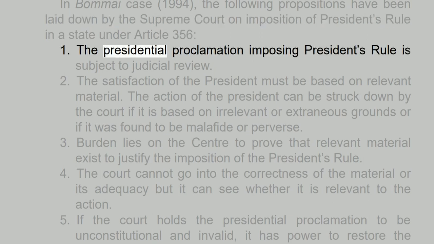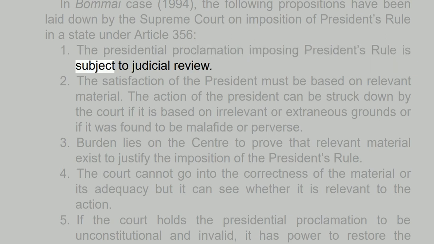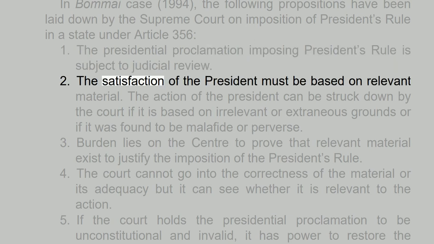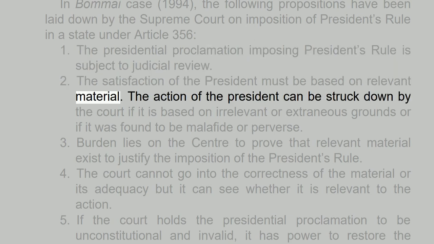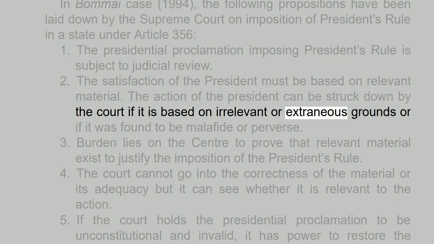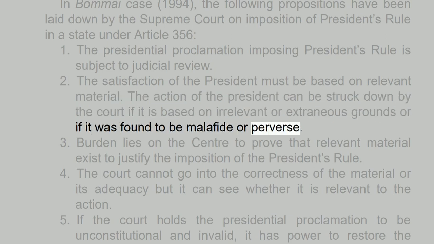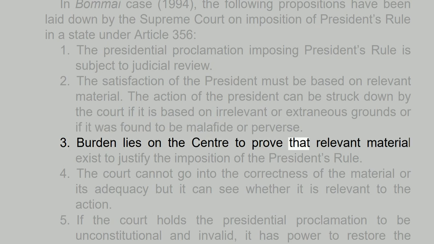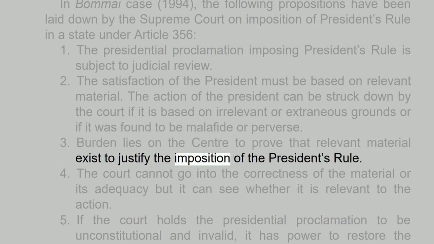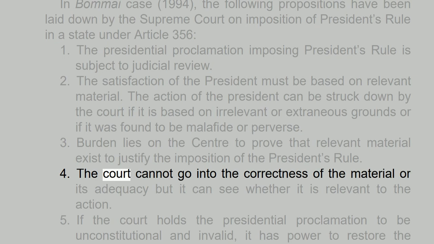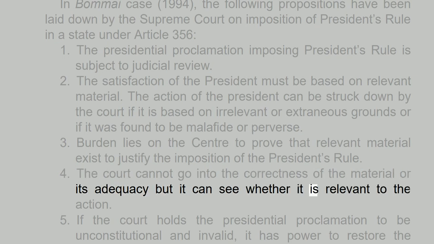1. The presidential proclamation imposing President's rule is subject to judicial review. 2. The satisfaction of the President must be based on relevant material. The action of the President can be struck down by the court if it is based on irrelevant or extraneous grounds or if it was found to be malafide or perverse. 3. Burden lies on the Centre to prove that relevant material exists to justify the imposition of the President's rule. 4. The court cannot go into the correctness of the material or its adequacy, but it can see whether it is relevant to the action.